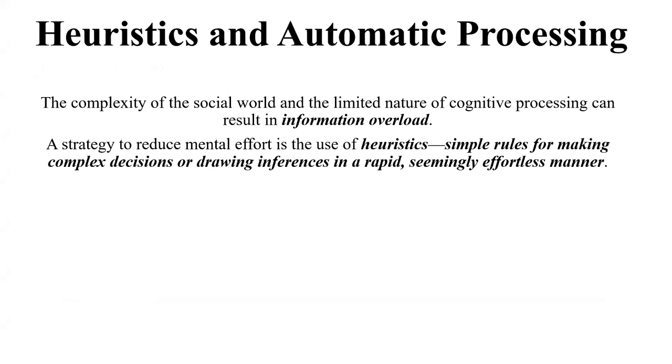In today's video, we are going to learn about heuristics and automatic processing. So, the complexity of the social world and the limited nature of cognitive processing can result in information overload.